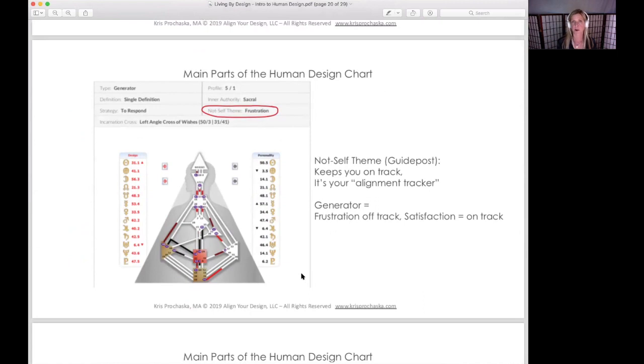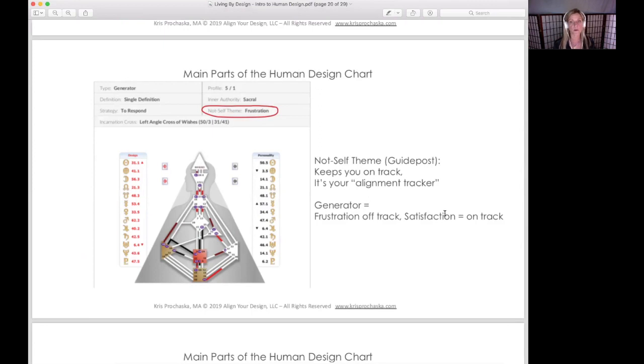We're 70% of the population, generator, builder types. How many people do you feel like are just moving through life frustrated? A lot, right? When we are off track, we are feeling frustrated. We're misusing our energy. We're misappropriating our energy. And that causes the frustration. This is just an indicator that we are acting out of alignment with who we really are. We are acting out of conditioning and energy influence from other people. That's what that not self means.